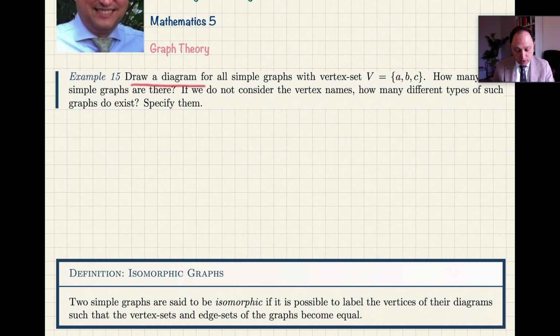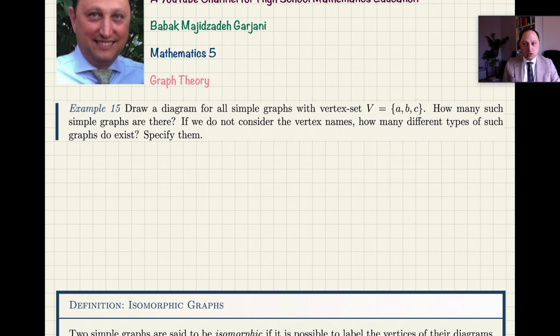Draw a diagram for all simple graphs with vertex set A, B, and C. So you have 3 dots. One of them is called A, the other one is B, the other one is C. And then how many such simple graphs are there? If we do not consider the vertex names, how many different types of such graphs exist? Specify them. Yeah, that's a good exercise. Let us understand what it means.